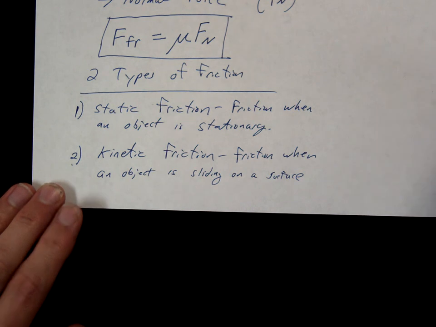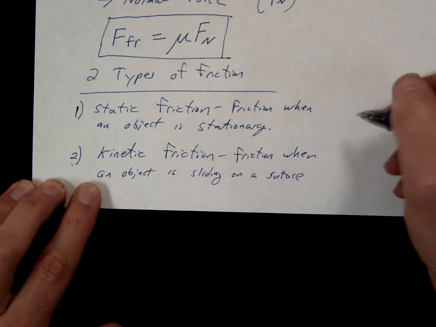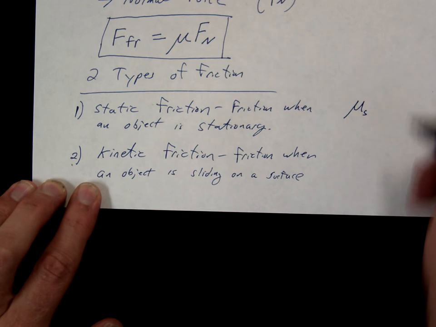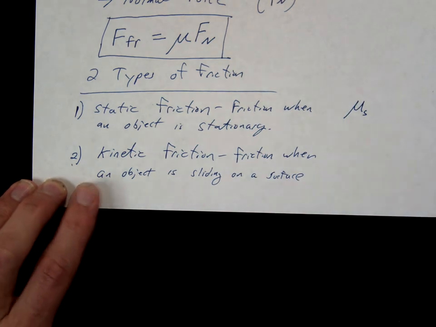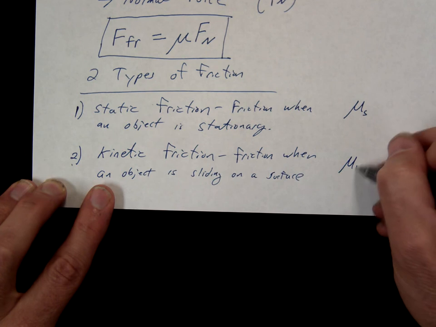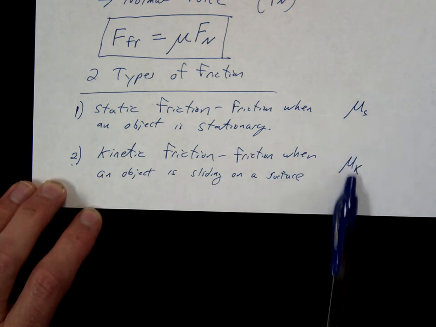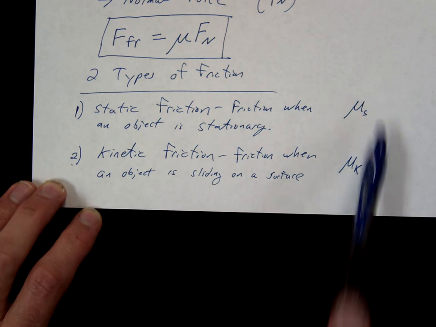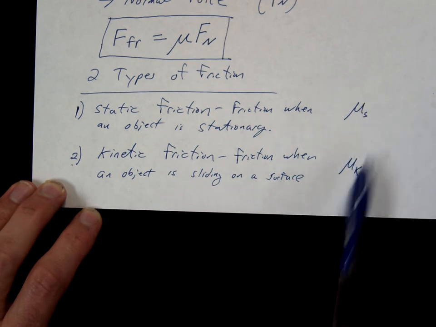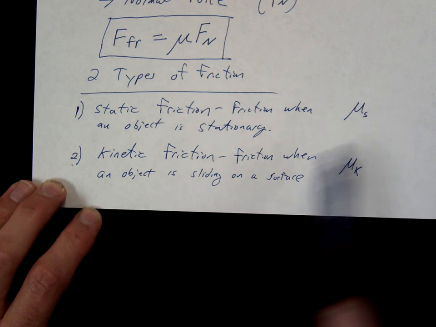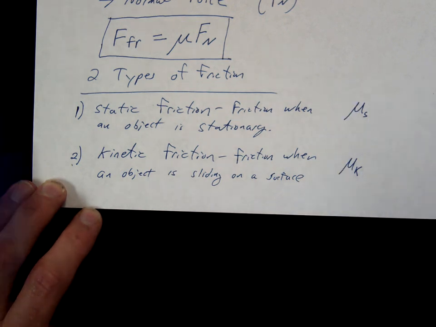Anyway, from a formula standpoint, the only way we really differentiate these is we'll say there's a mu sub s, and we'll say there's a mu sub k. Static coefficient, kinetic coefficient. Do you think these are the same numbers? Do you think static's greater than kinetic? Kinetic greater than static? Or sometimes, who knows, sometimes one's greater, sometimes the other's greater.